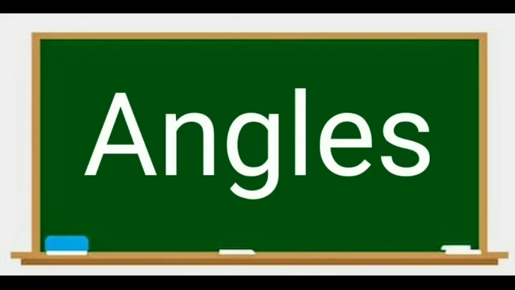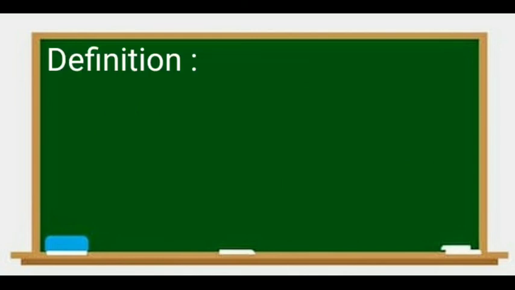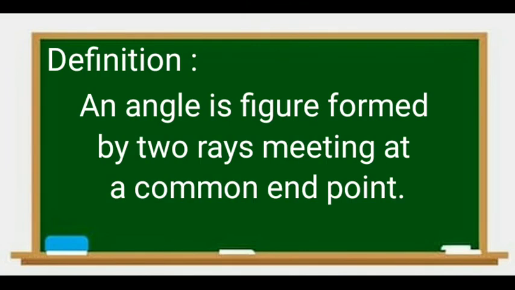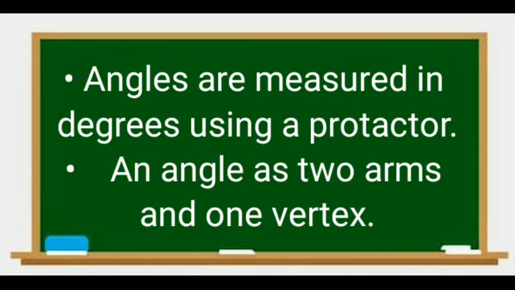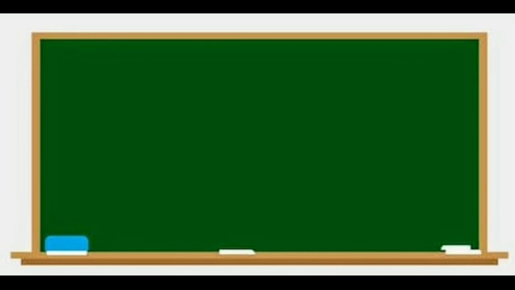Hello students, today we will learn the second chapter of 6th standard, angles. The definition of angle: an angle is a figure formed by two rays meeting at a common end point. Angles are measured in degrees using a protractor. An angle has two arms and one vertex.